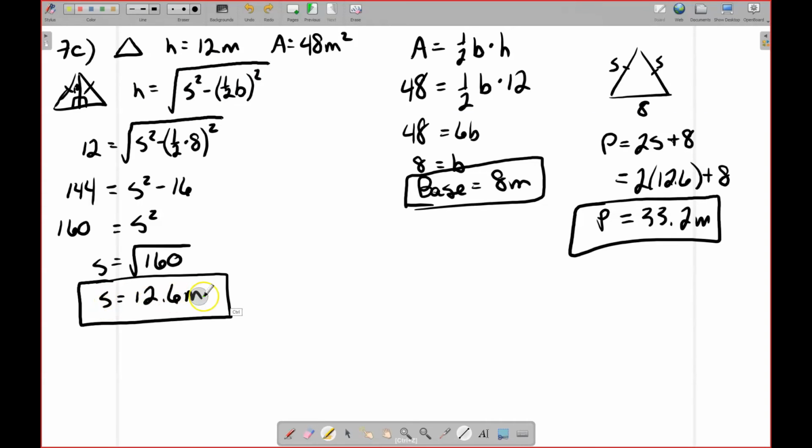Once I had that side, I could plug that into the perimeter equation and solve to find the perimeter. So there are multiple steps involved to get to the final answer.